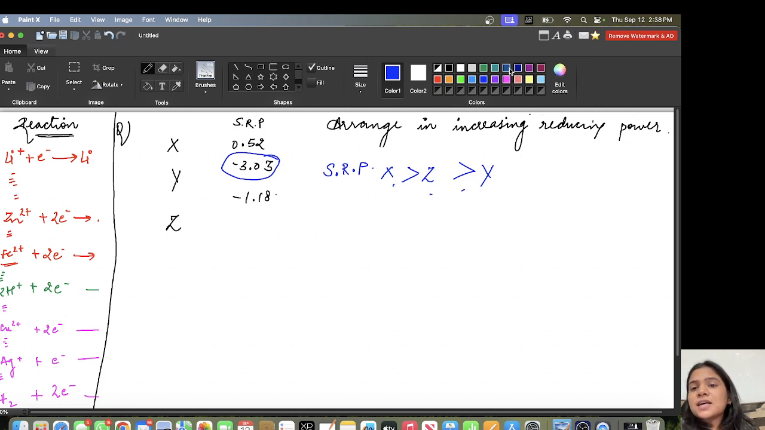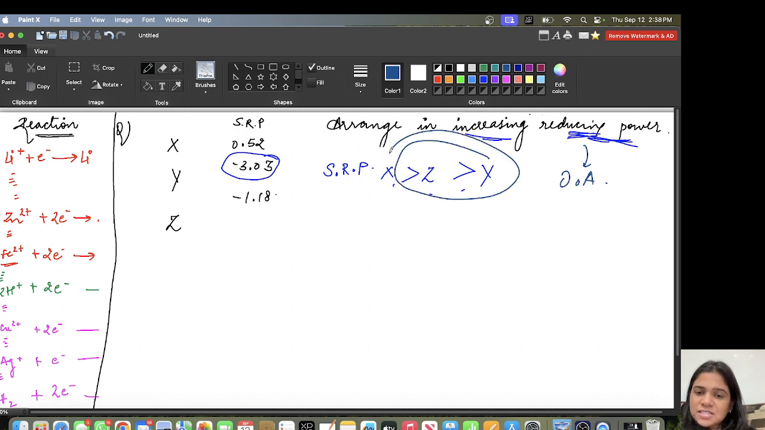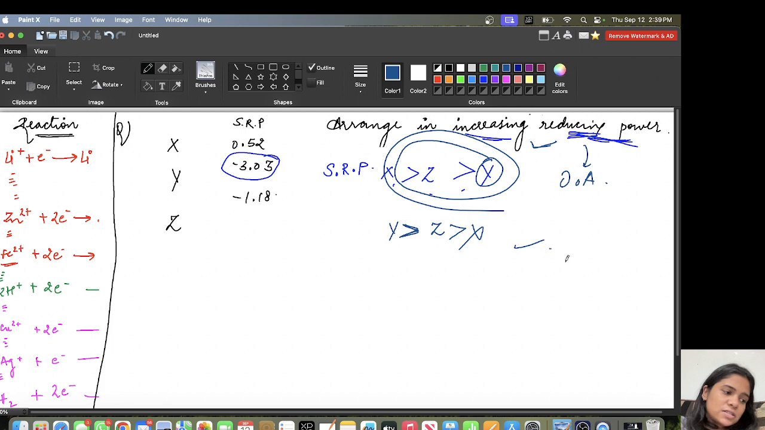What is the question asking? The question is asking you to arrange in increasing reducing power. Whatever gets reduced easily, what is that? That is your oxidizing agent, right? So reduction is this way. Who will want to get reduced fast? X, right? So oxidizing agents will be Y, Z and then X. That's your answer.